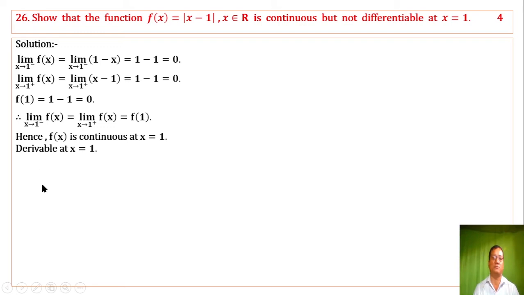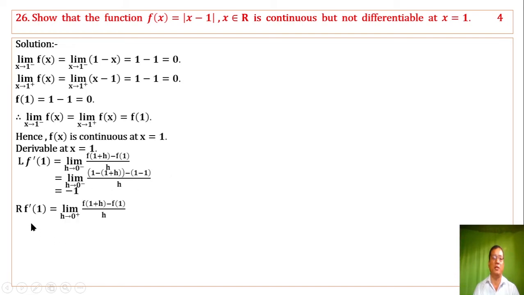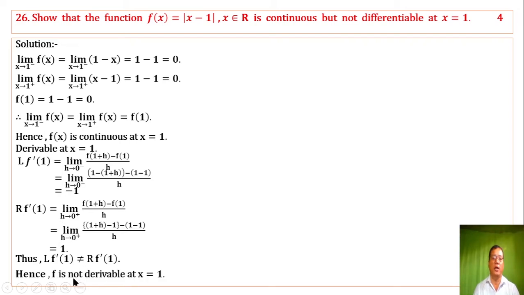For differentiability at x equals 1, the left-hand derivative is denoted by this, whose formula is this. Put in the respective values and take the limit, and we have minus 1. The right-hand derivative at 1 is denoted by this, whose formula is this. Put in the respective values and evaluate, and we have 1. The left-hand derivative at 1 does not equal the right-hand derivative at 1. This shows that f is not differentiable at x equals 1, hence proved.